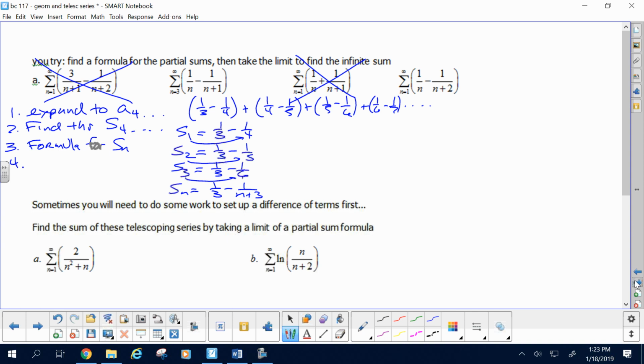Finally, take the limit as n goes to infinity of your partial sum. The infinite sum is what the partial sums approach. As n goes to infinity, 1 over n plus 3 goes to 0, and so the sum collapses and approaches nothing. Okay, would you try the next one on your own? But I'll warn you, be persistent. It's going to be a little wide.